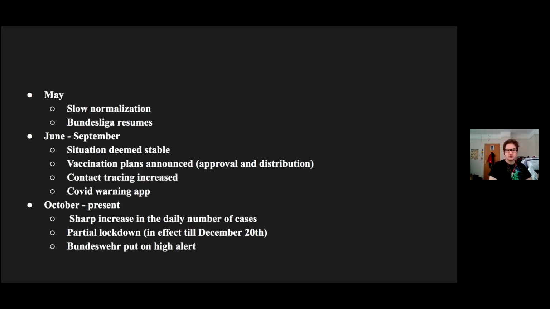When it comes to the current situation in Germany, things started getting a little bit worse in October, and they are currently in a lockdown which will last all the way to December 20th. Something kind of interesting to me, at least: Germany actually has their army ready to enforce the lockdown if deemed necessary. Next slide.